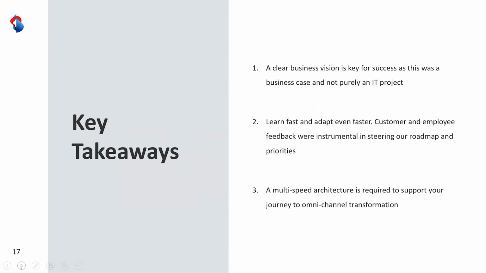Third takeaway: a multi-speed architecture is required to support your journey to an omnichannel transformation. High dependencies between the applications are blocking agility and fast time to market. You have to decouple your systems and structure them by microservices. Like this, decentralized decision-making can be empowered, which results in more speed in the implementation.